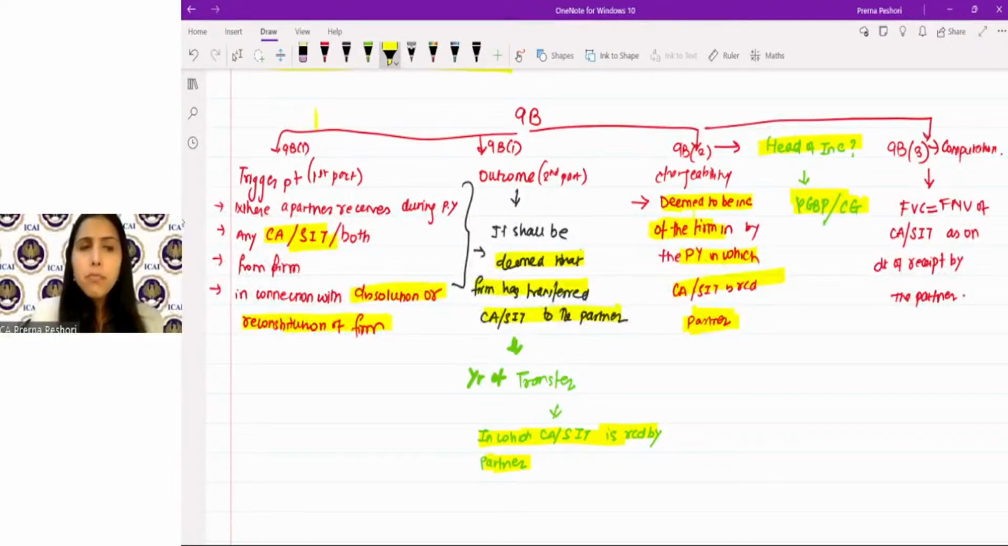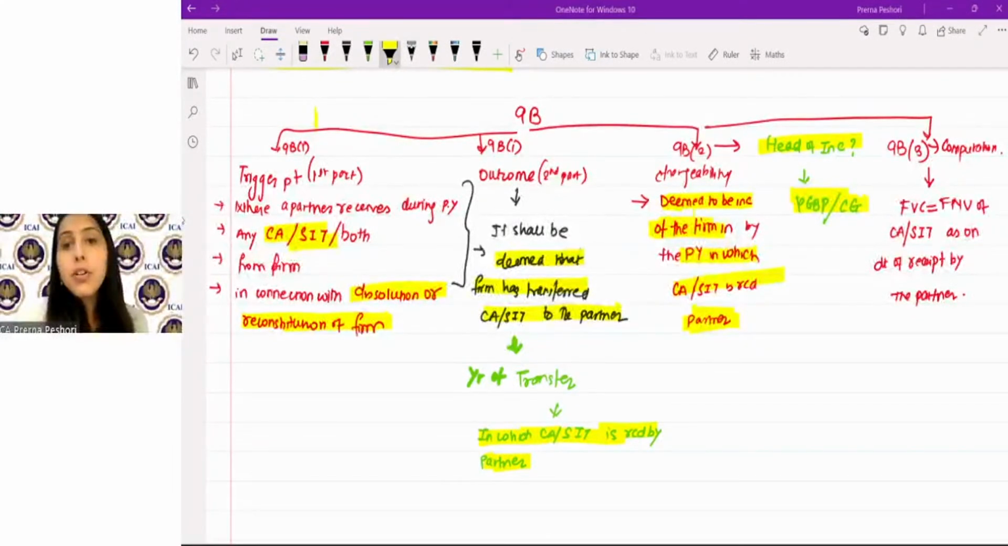9B4 is with respect to the power of the central government, the power of the CBDT to issue any guidelines. In connection with that, there is one circular which has been issued, which we shall be discussing later. Are we clear? Now, what do we mean by dissolution or reconstitution? We understand what we mean by dissolution. But what do we understand by the term reconstitution?